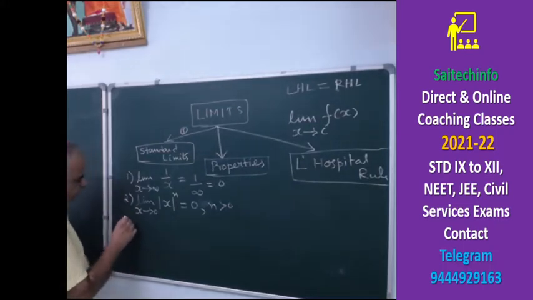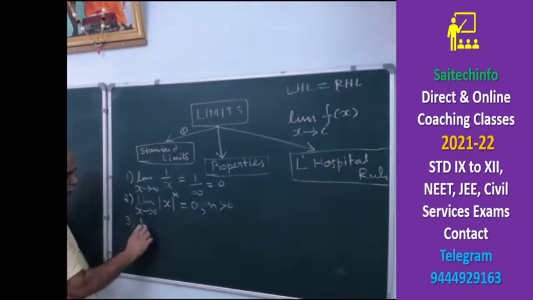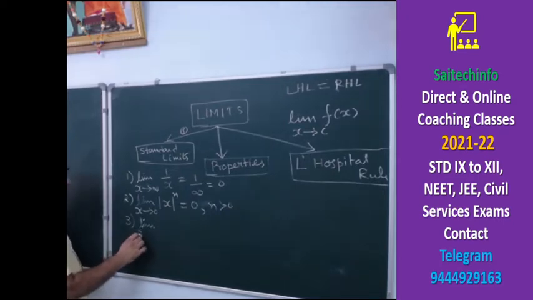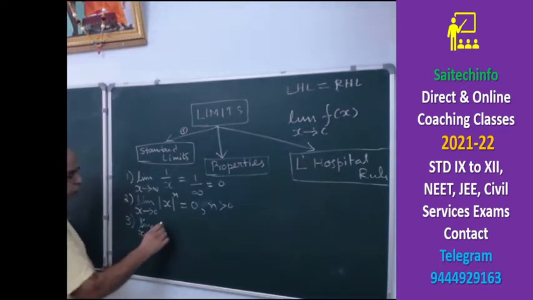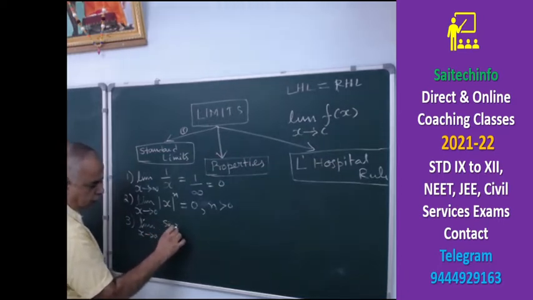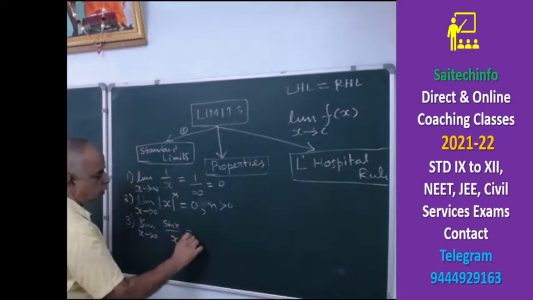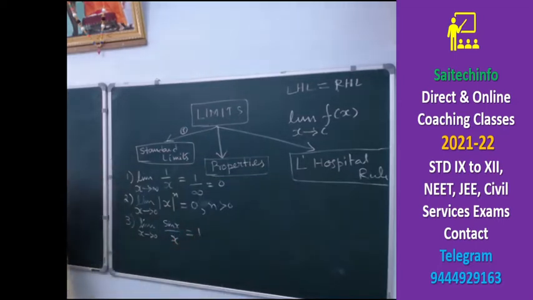Then third one, limit x tends to 0 for sin x by x. This is always equal to 1.